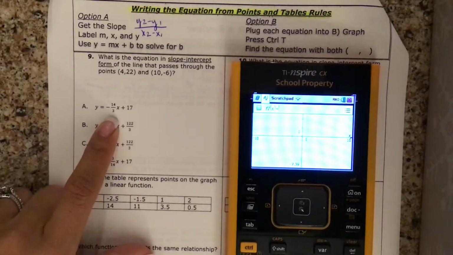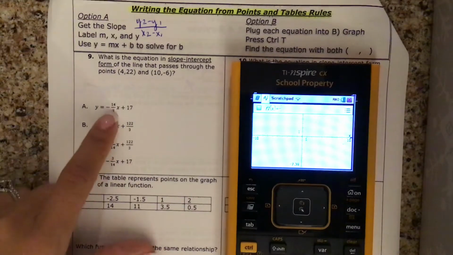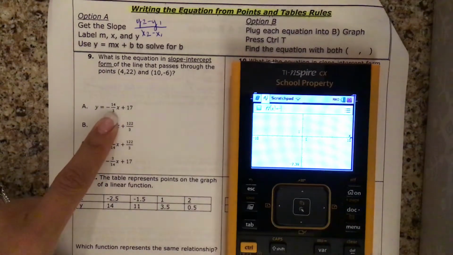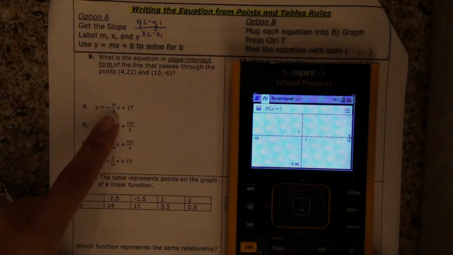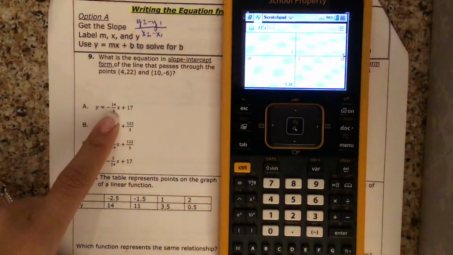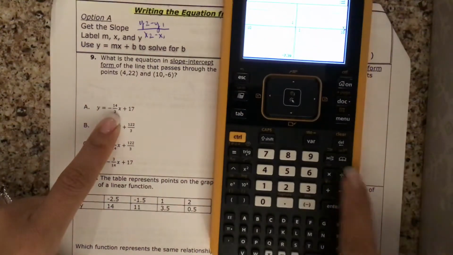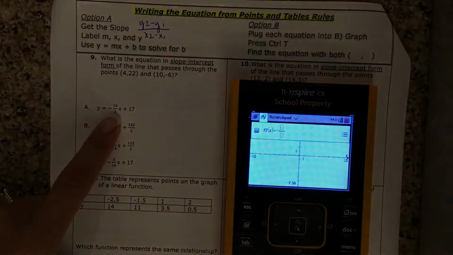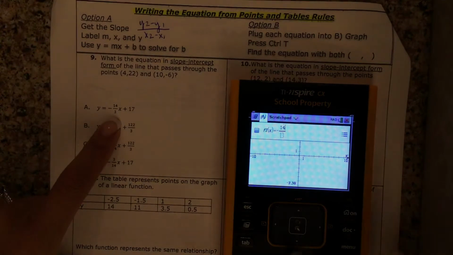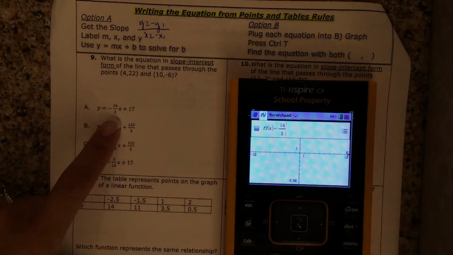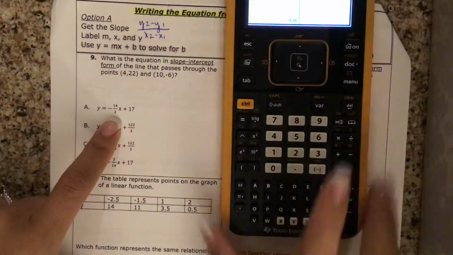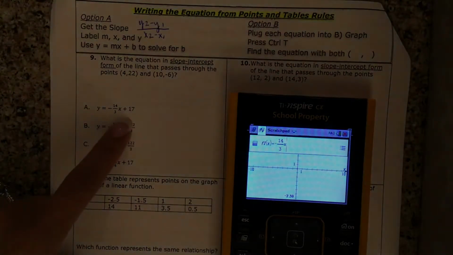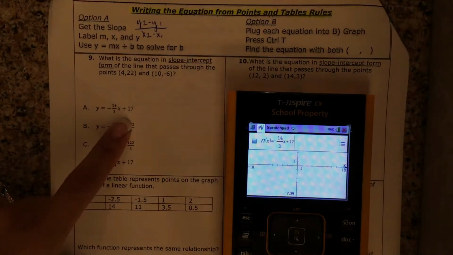My first equation is here, negative. This is a fraction. To type in a fraction, we press Control, and then we press divide. Look at that, it gives me a nice easy fraction. So 14 over 3, right click. Then I'm going to put the letter x, which I'm getting from the bottom of my calculator. And then it says plus 17.